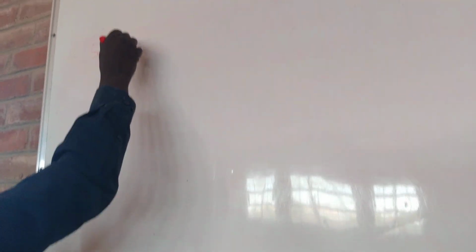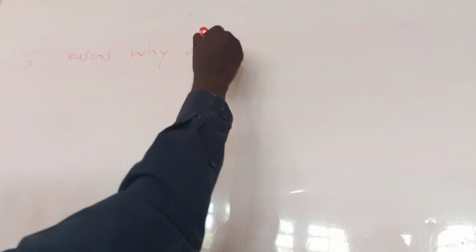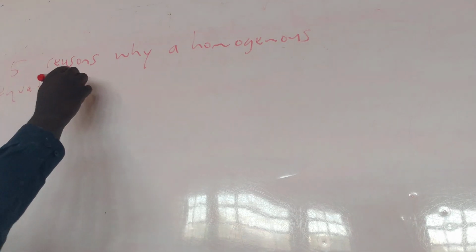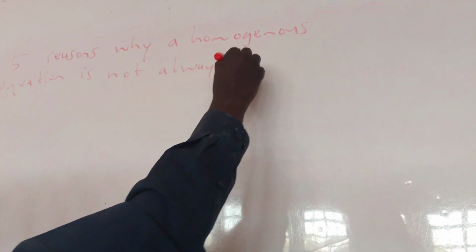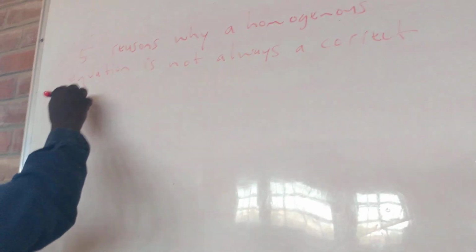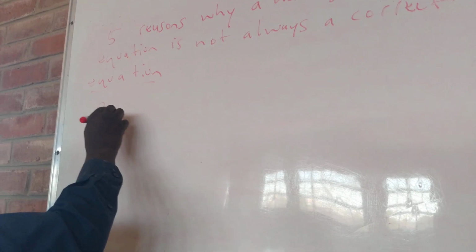So in today's lesson, we want to consider the 5 reasons why a homogeneous equation is not always a correct equation. Why is a homogeneous equation not always a correct equation? Reason 1.